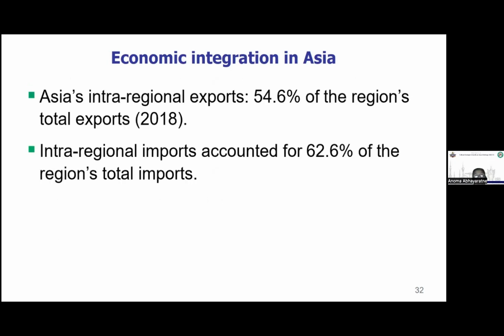Intra-regional exports means exports of goods to other countries in Asia. Countries trade with almost all the countries in the world. Intra-regional exports mean the amount of exports that goes to other countries in Asia. That is 54.6. Intra-regional imports was 62.6.